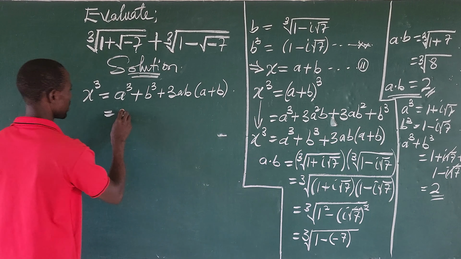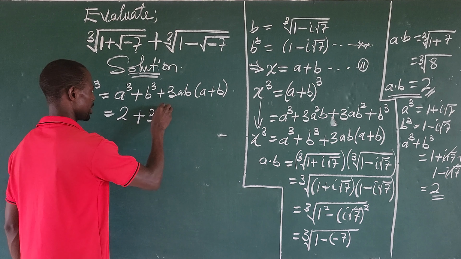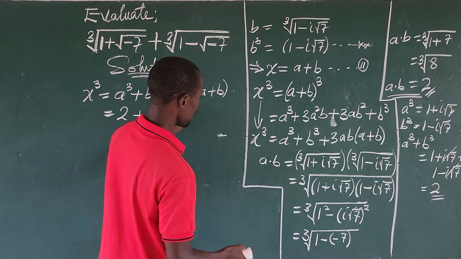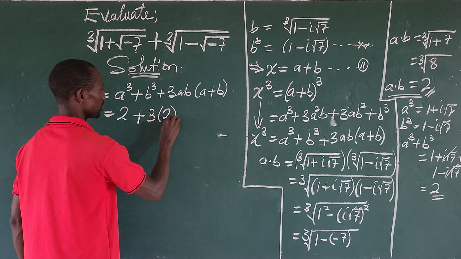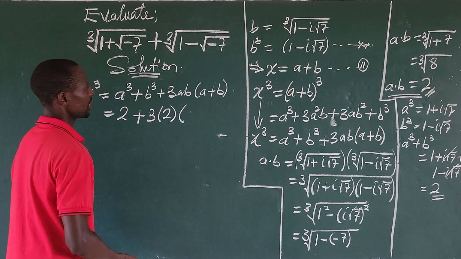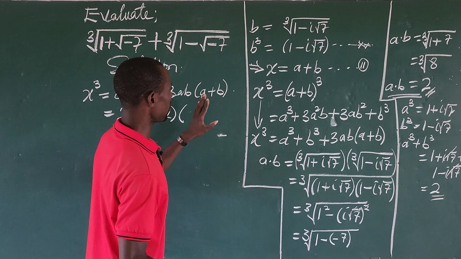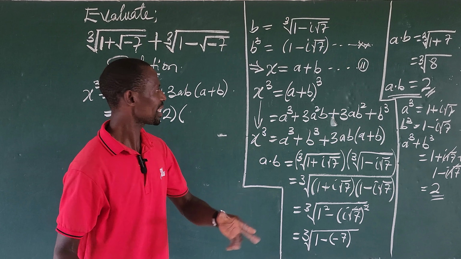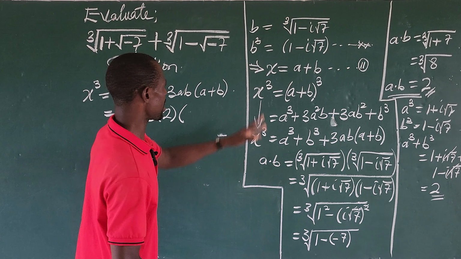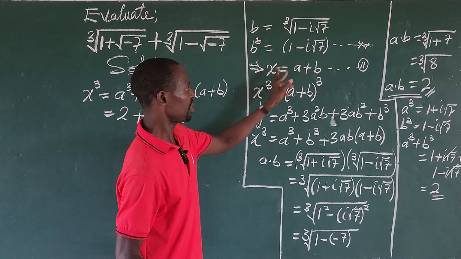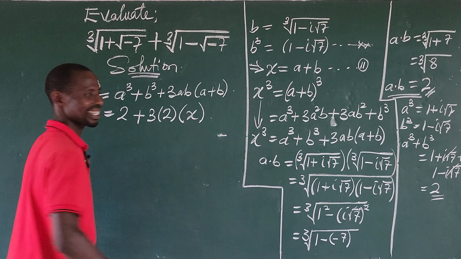So this is going to give us 2, then plus 3 times, let's put this in bracket. What is our AB? We solved our AB to be 2 also. So we have here 2, right? Then bracket, what is our A plus B? From our equation 2, look at equation 2 here. We said A plus B is equal to X. So we can replace A plus B with this X here. So this is going to give us X, close bracket.